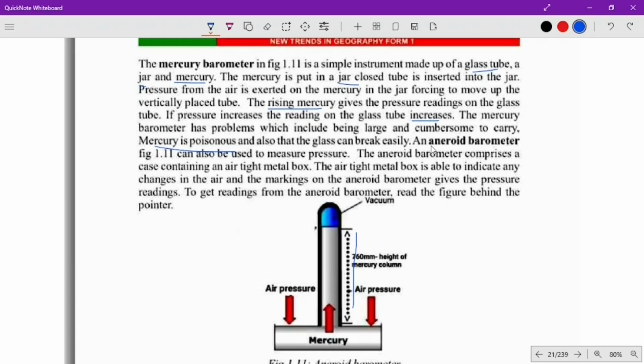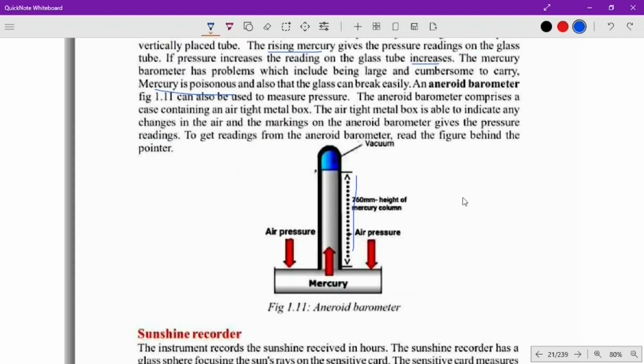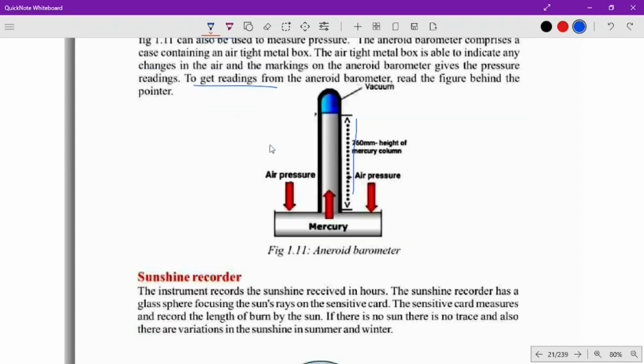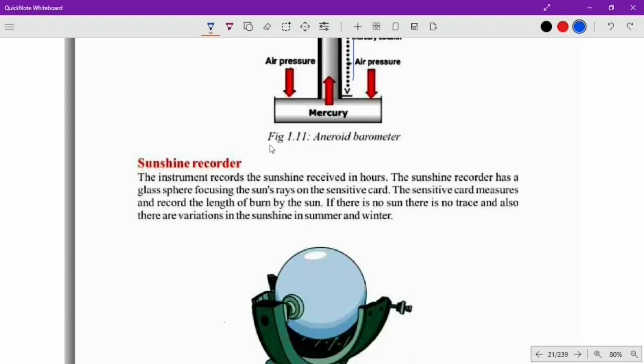So we have to use an aneroid barometer to measure pressure. The aneroid barometer comprises a case containing an airtight metal box. The airtight metal box is able to indicate any changes in the air, and the markings on the aneroid barometer give the pressure reading. So we record the readings from the aneroid barometer or from the mercury barometer, and we also take note of the pressure.